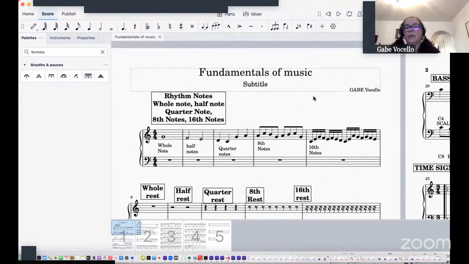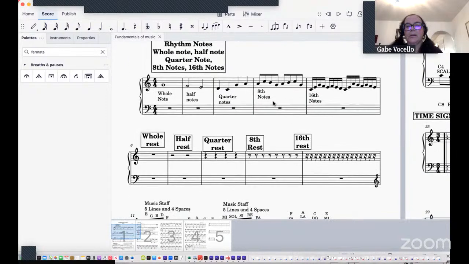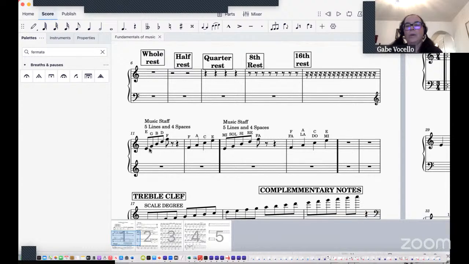Music staff. A music staff is a group of 5 lines and 4 spaces. The 5 lines we count from bottom to top: 1, 2, 3, 4, 5, and 4 spaces: 1, 2, 3, 4. And they have a name. This is in a treble clef. The treble clef is the symbol that you put on the left side of the music staff.